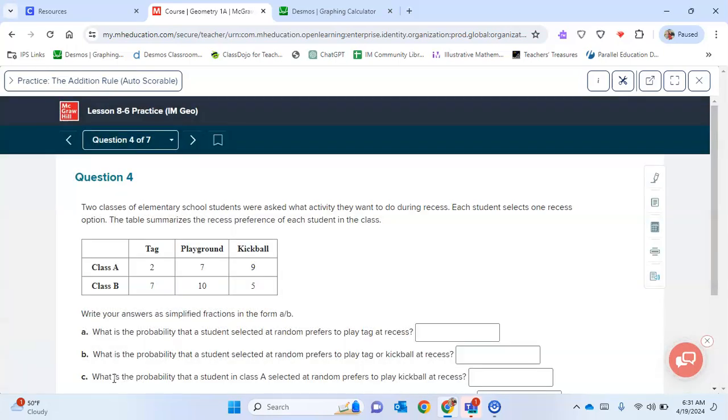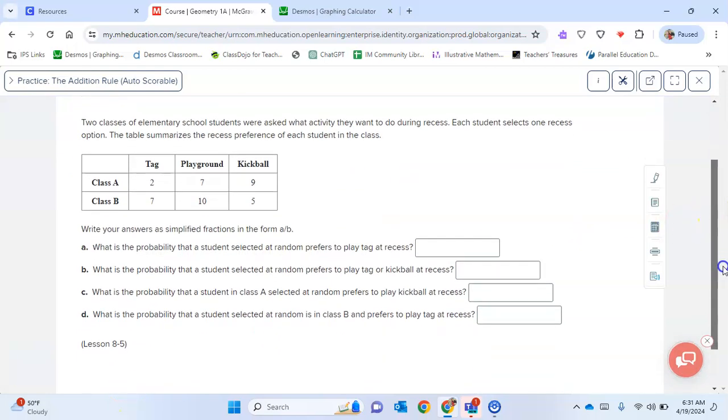Question 4. Two classes of elementary school students were asked what activity they wanted to do during recess. Each student selects one recess option. The table summarizes the recess preference of each student in the class. Write your answers as simplified fractions in the form A divided by B. What is the probability that a student selected at random prefers to play tag at recess?